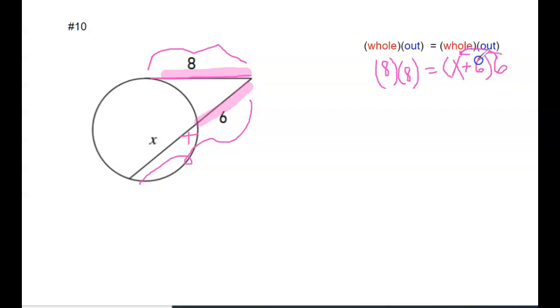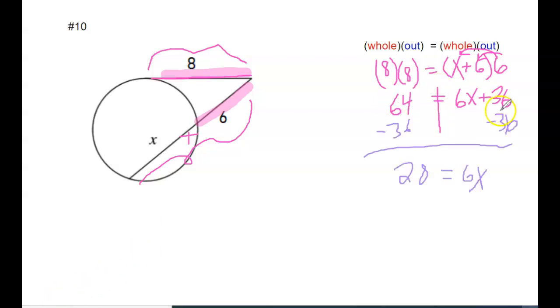So you're going to multiply by the piece sticking out, which is 6. So use the distributive property. 6 times x is 6x, and 6 times 6 is 36. And 8 times 8 is, good, 64. Go ahead and solve that. So I subtract 36, I have 28 equals 6x, divide by 6. And what should be your final answer? 28 divided by 6 is 4.666 repeating, so we round it to 4.7.